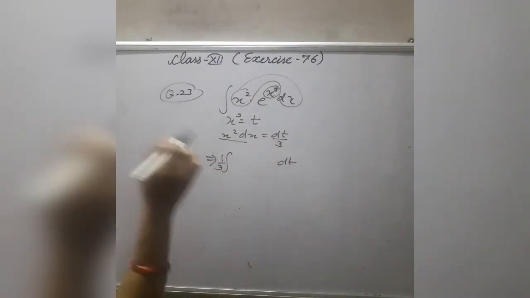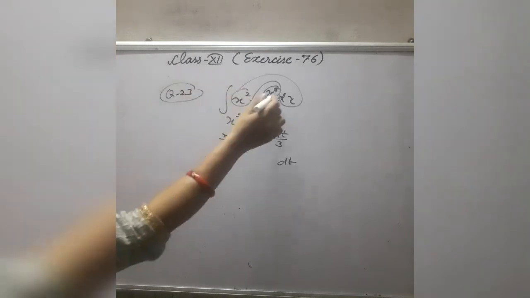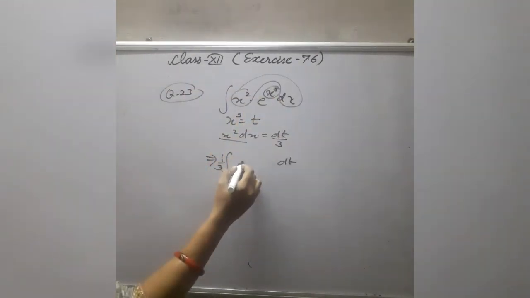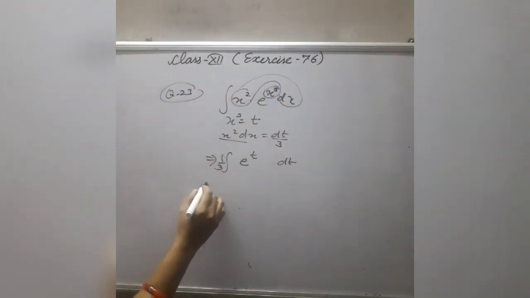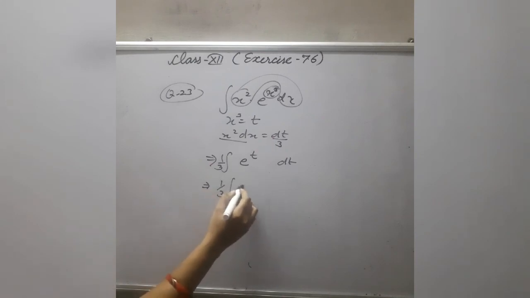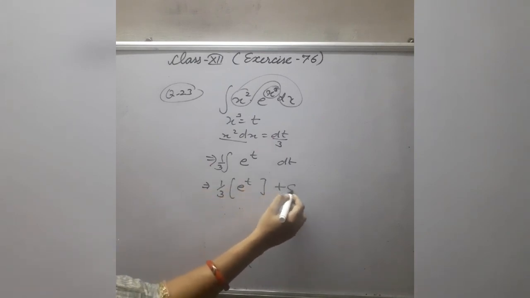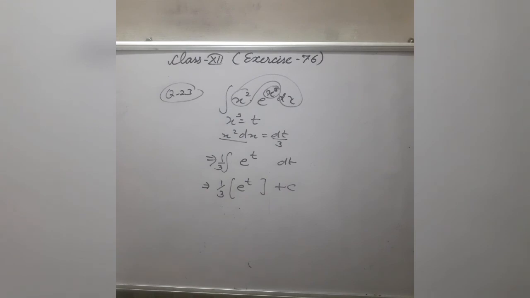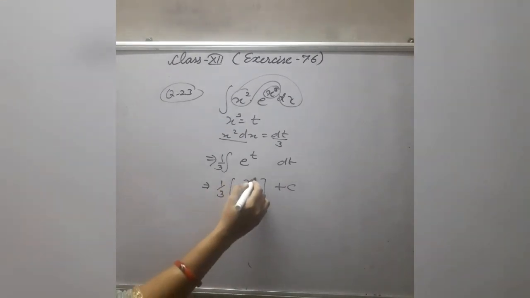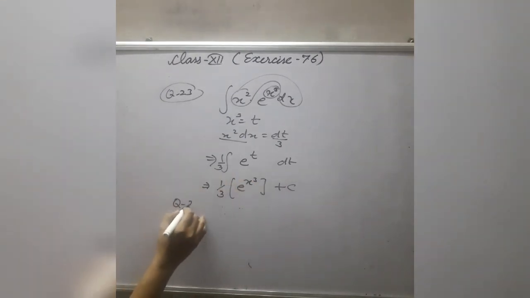You can take this 1 by 3 common. In place of x cube write down t, it becomes e raised to power t, and all of you know what is the integration of e raised to power t? E raised to power t plus integration constant c, and in the last step in place of t put the value of t. So this is question number 23. This is very simple. Now see the last question of this exercise.